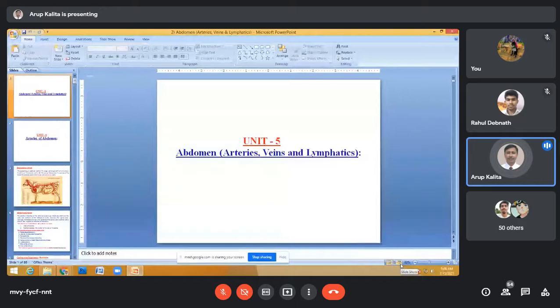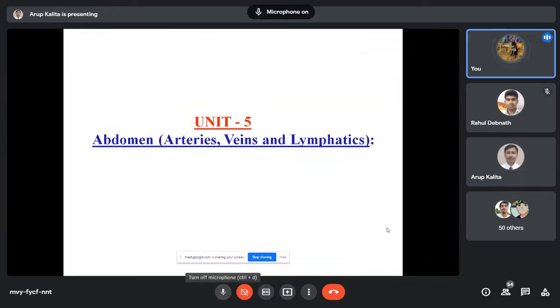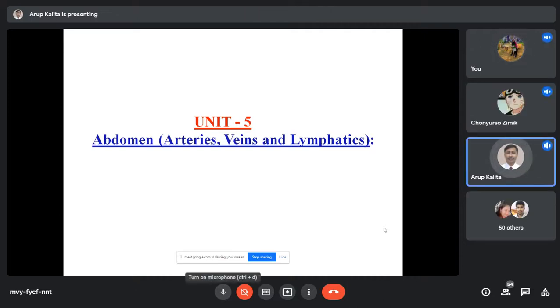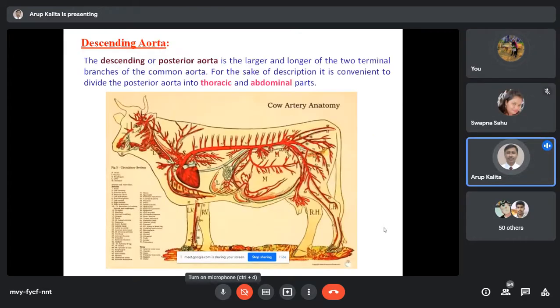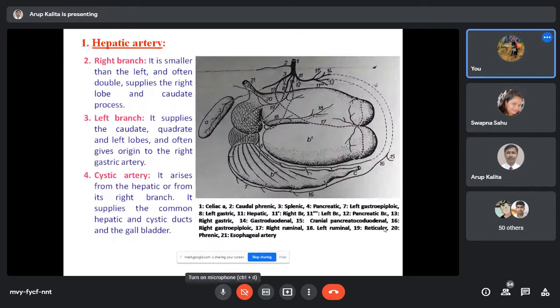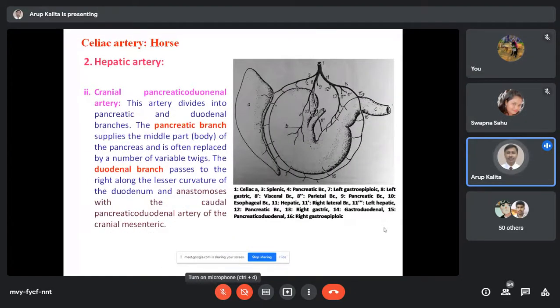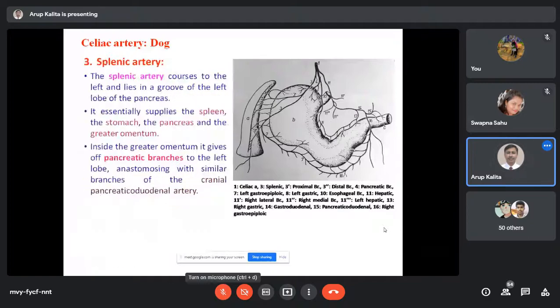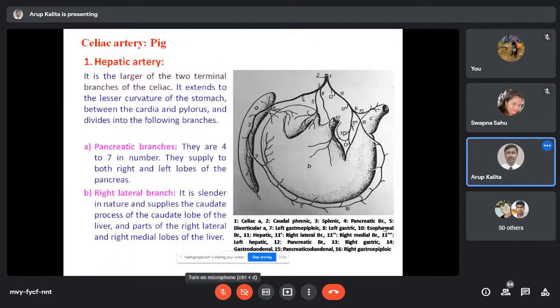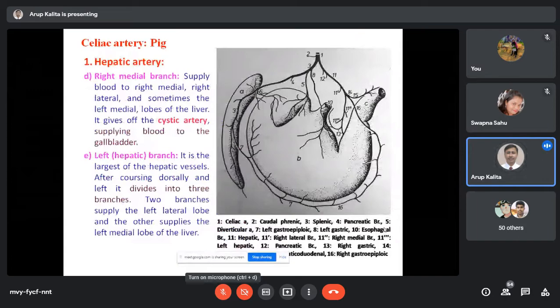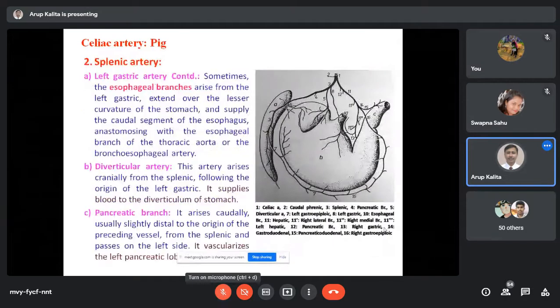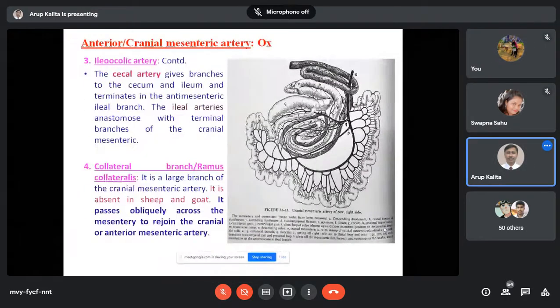The slide is visible to you or not? Yes, sir. Slide is visible. Abdomen, arteries, veins, and lymphatics. It is moving or not? Yes. Moving. So arteries we have completed. Today it is coming in a bigger way, na? Okay.